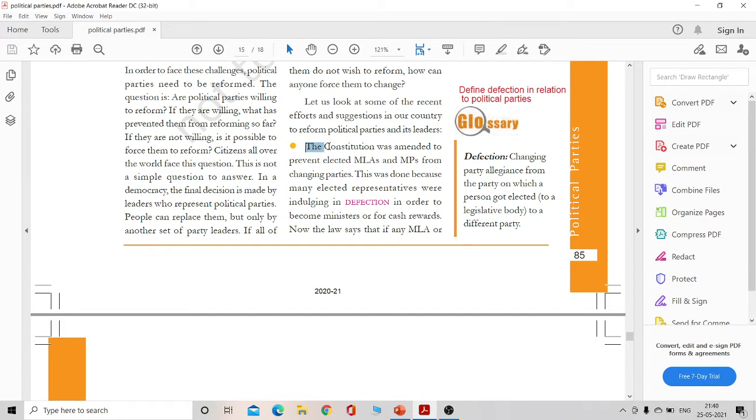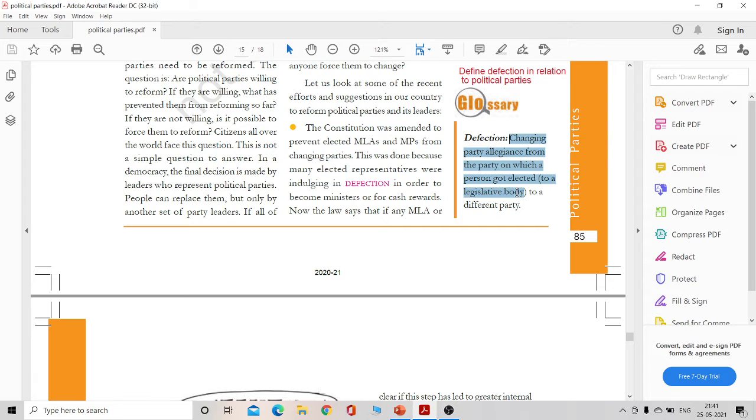The constitution was amended to prevent defection. Now, what is defection? Again, you can get a 1-marker question: define defection in relation to political parties. So basically it is changing party allegiance from one party to the other in order to get elected, right? Now this actually hampers democracy.